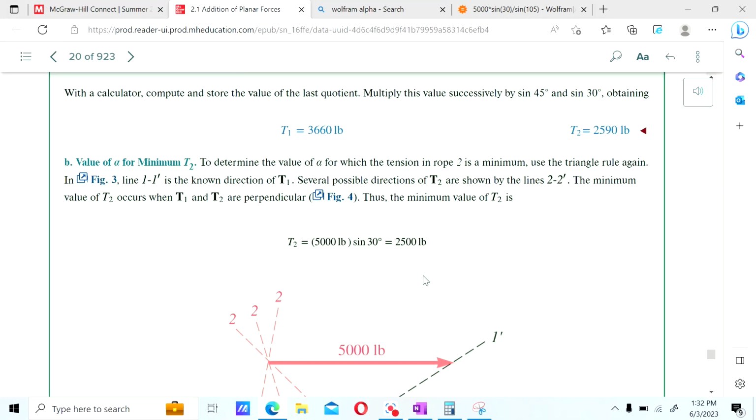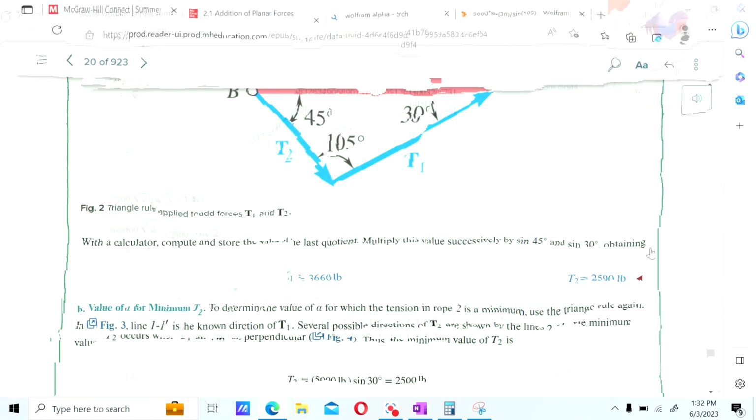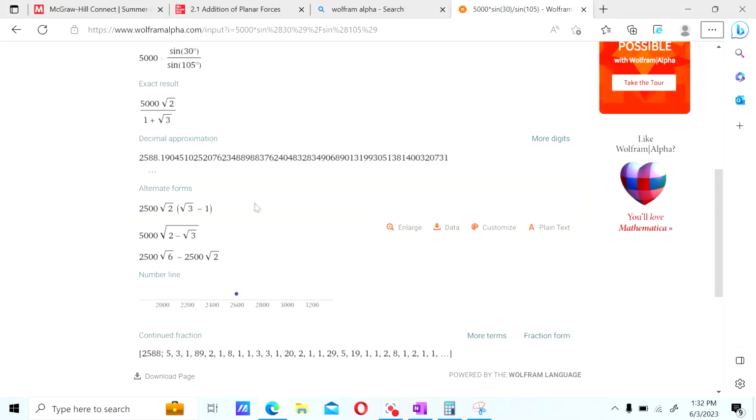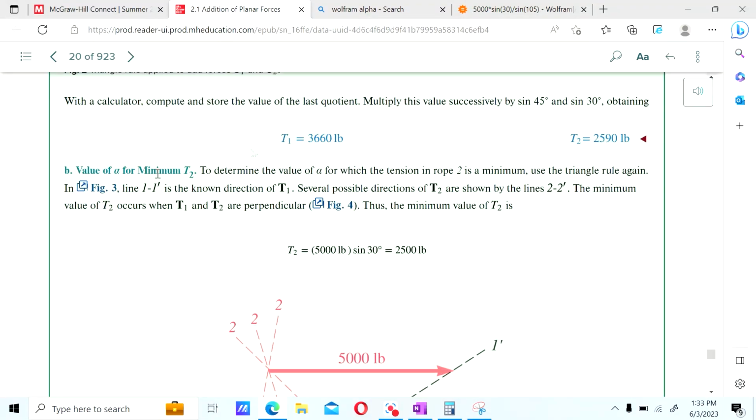Now, they're asking us for the value 2590. What did we get? 2588. Yeah, good. Okay, now for part B. So this is 2588 I got, and 3660. They're approximating further, so we're good. Now, the value of alpha for minimum T2.